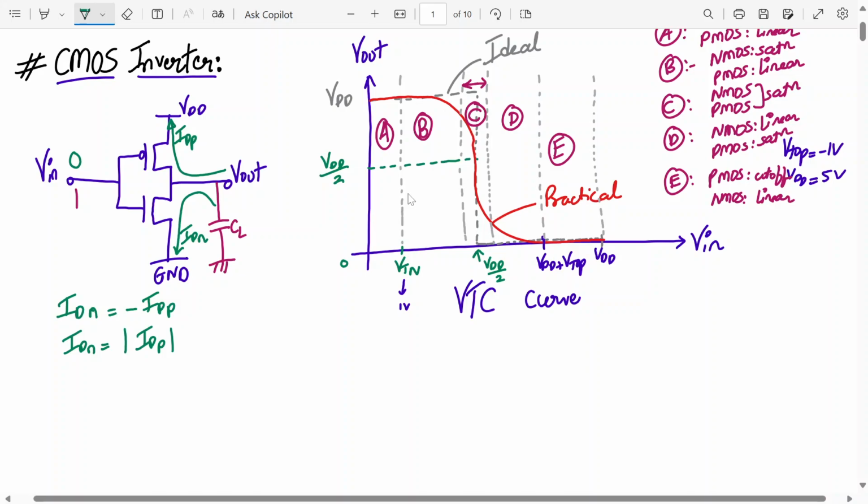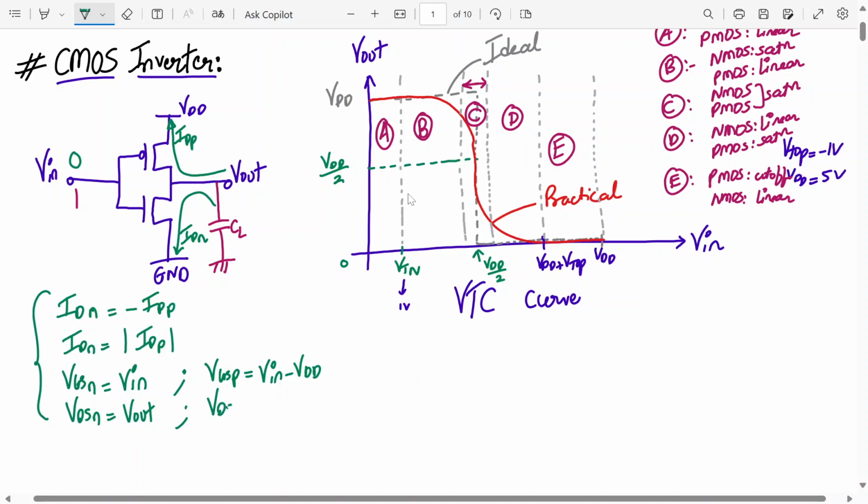Also, VGSN, where N stands for the NMOS transistor: the VGS voltage for the NMOS transistor is just equal to Vin. We have seen this. VDSN is equal to Vout. Also, these are the constraints. Then VGSP, for the PMOS transistor, is Vin minus VDD. We have also seen this. And VDSP is Vout minus VDD. So these are the 5 constraints which we have to work around.